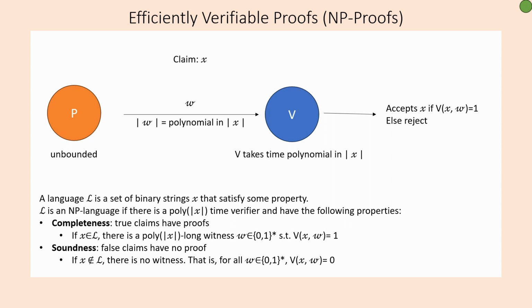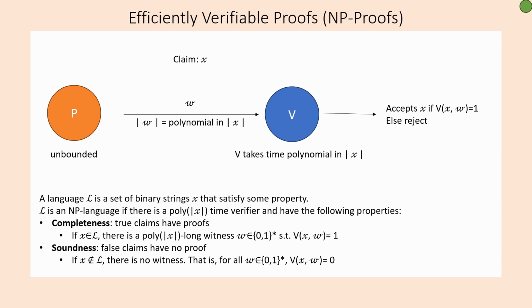L is an NP language if there's a polynomial-in-the-length-of-x time verifier that has the following properties. First is completeness, where if the claim x is in the language L, then there's a polynomial-in-the-length-of-x long witness w such that the verifier will accept. The second is soundness, that is, if the claim x is not in the NP language L, then there is no witness. That is, for all witnesses, the verifier will reject.